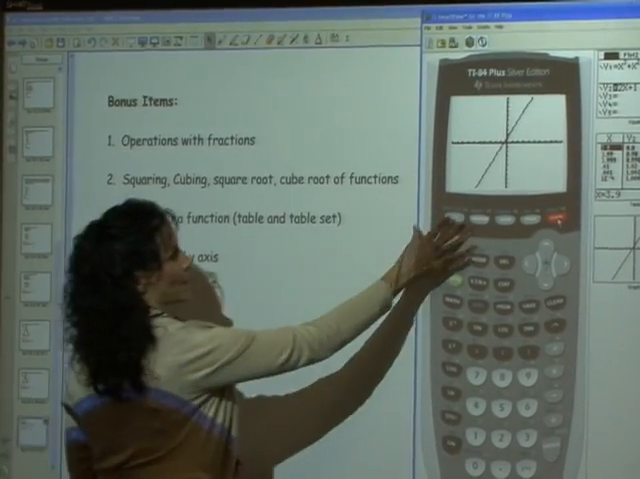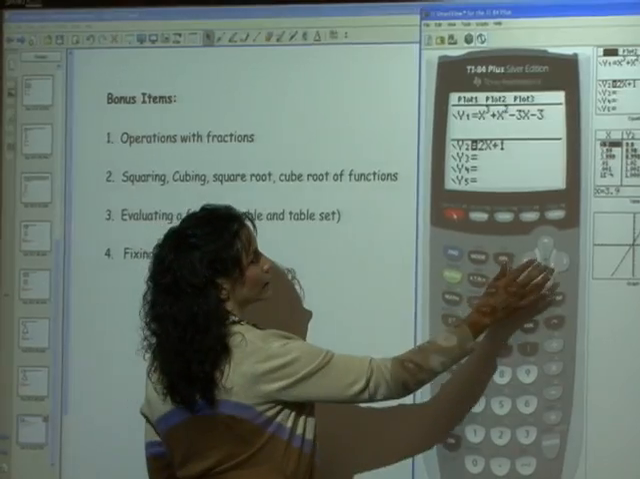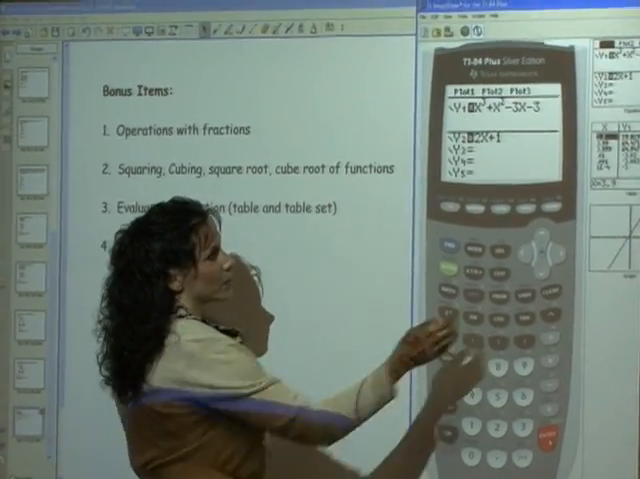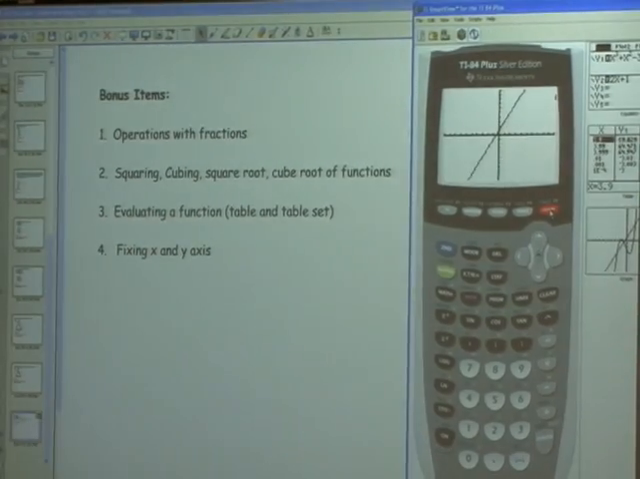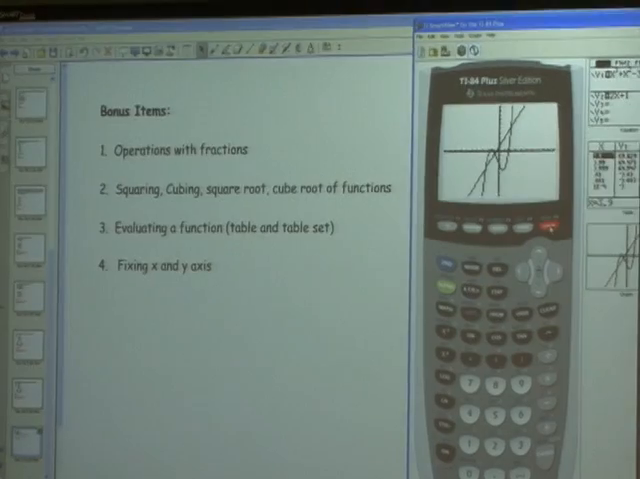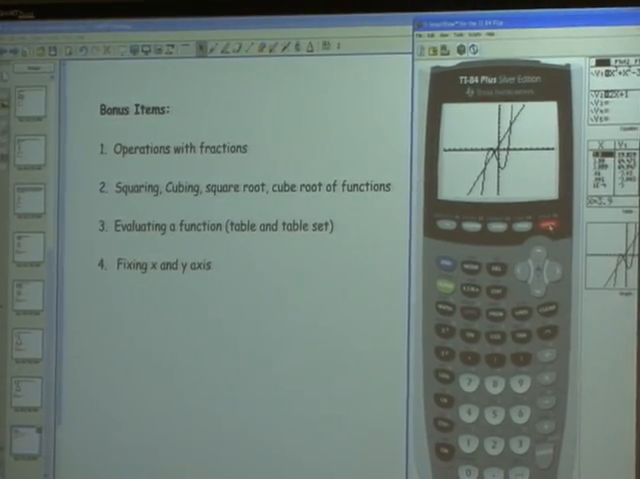Okay? If I want it back on, I'm going to go over, turn it back on by hitting enter. And then I have it back. Okay, so it's just something nice to know. If you have 2 things in there, you only want to see one at a time. That's how you do it.